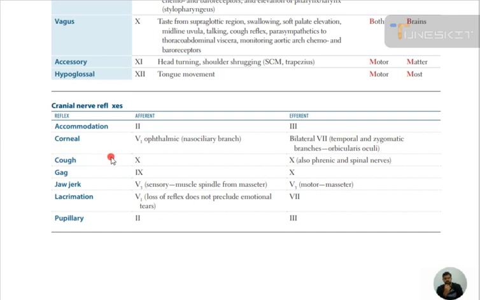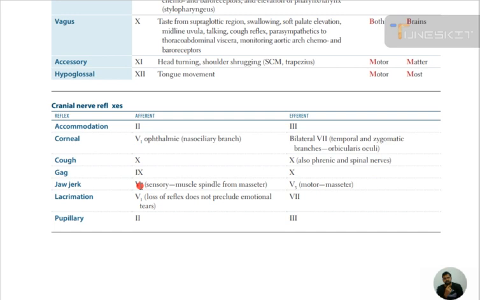Cough reflex receives its afferent from cranial nerve 10, as we saw here, and it also does its function by cranial nerve 10, and also phrenic and spinal nerves. So gag reflex is related to cranial nerve 9; it receives its signals from cranial nerve 9, the glossopharyngeal nerve, and functions via cranial nerve 10.